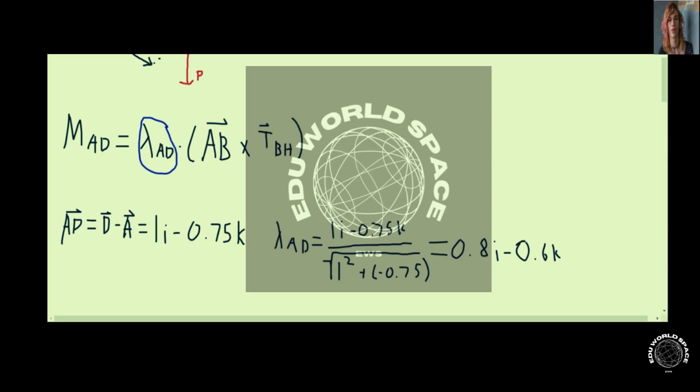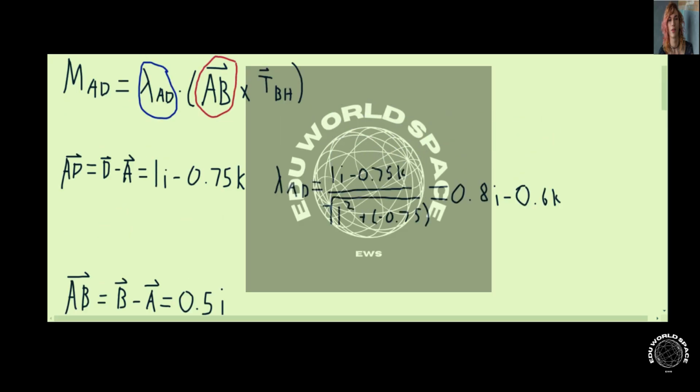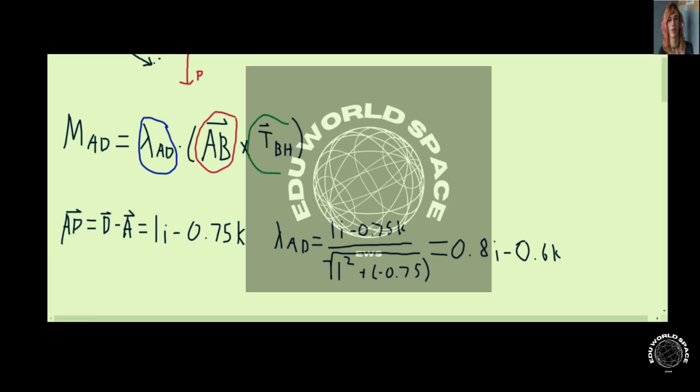And next we're going to find this AB vector. So to get AB vector, we do B vector minus A vector, and this will give us a vector of 0.5i. And lastly, we're going to find this tension vector.